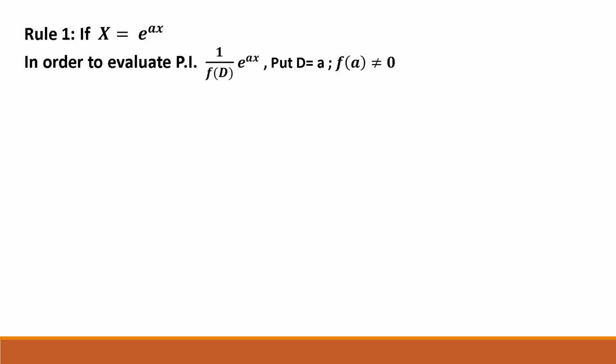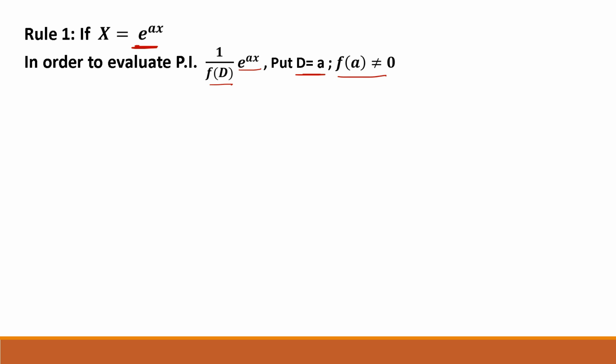Now let's see how to find the particular integral. So first thing is rule number 1. Rule number 1 is, if your capital X is e power ax, if your capital X is of this type, then how to find the particular integral? So 1 over f of d e power ax will be your particular integral, and in this you can just place d equals a, provided your f of a should not be 0.